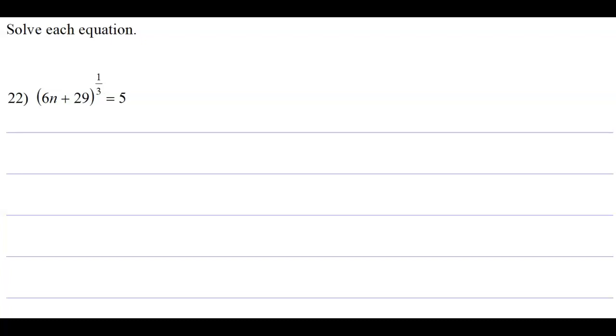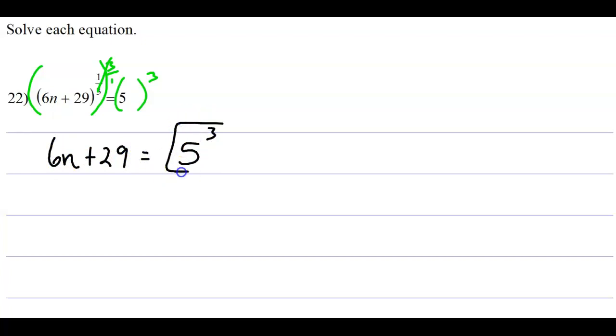So the first thing I need to do is raise both sides to the reciprocal power. Now the reciprocal of 1/3 is positive 3. If you want to write it as 3/1, you can, but on this side I wouldn't do that. I would just leave it as 3, otherwise it'll be a little confusing. Now 3 times 1/3, those two things cancel each other out, and you're going to be left with 6n plus 29 equals 5 to the 3rd power.